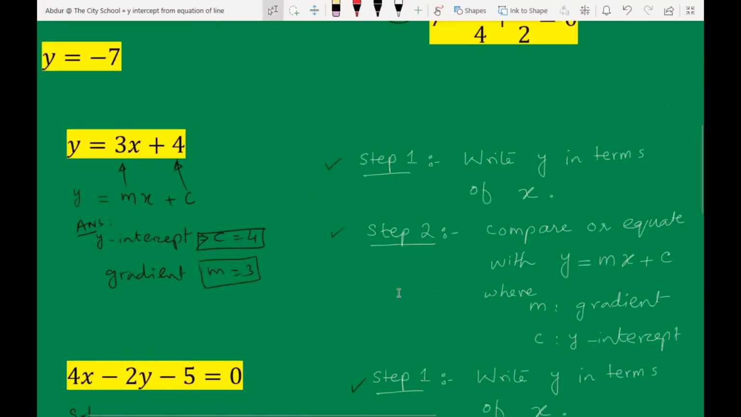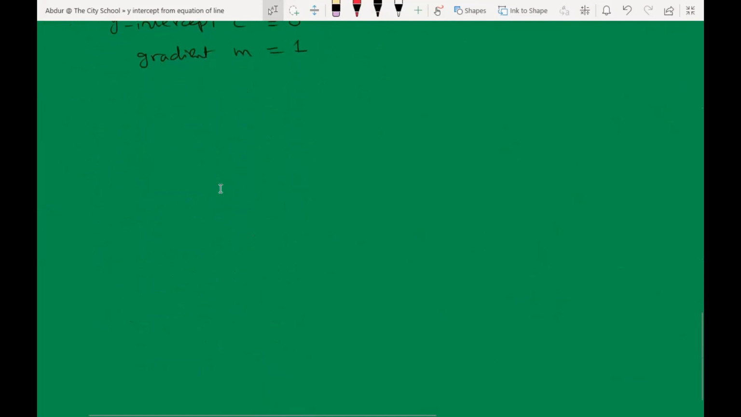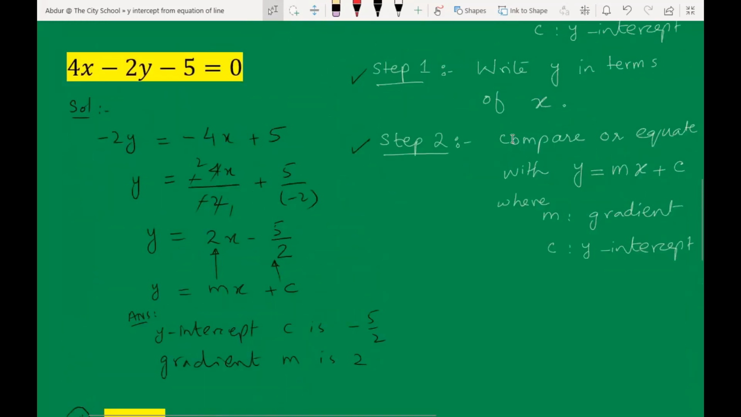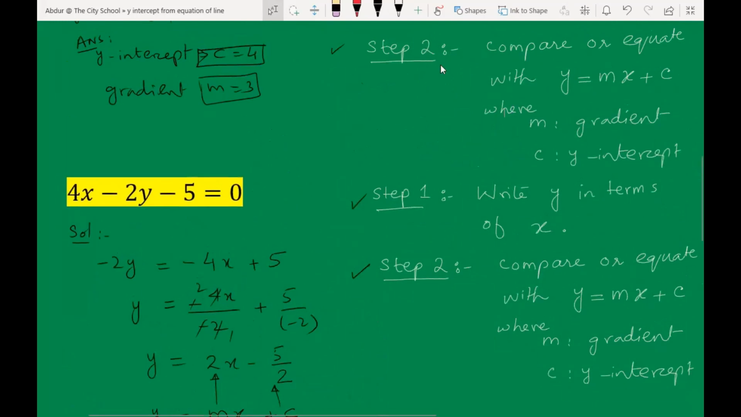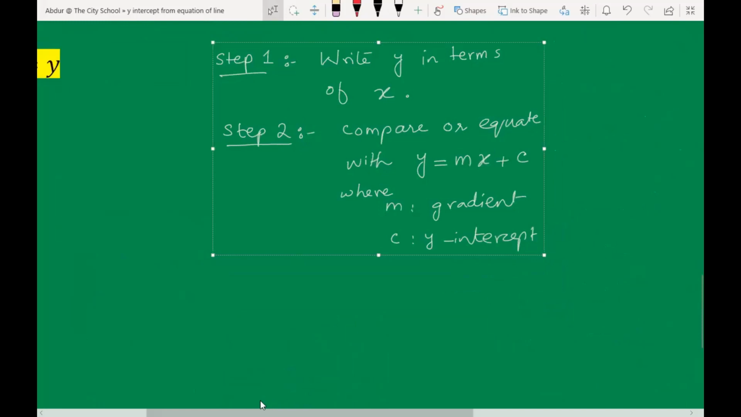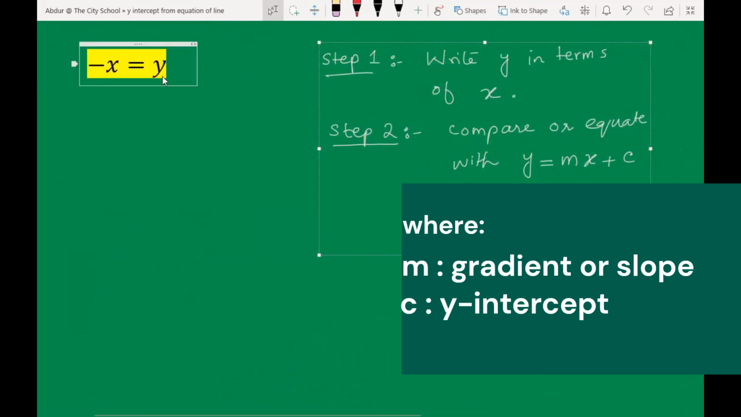Now let's take another example, number 4. Minus x equal to y, part 4. This is minus x equal to y. You have to find y-intercept and gradient. So follow step number 1: write y in terms of x.